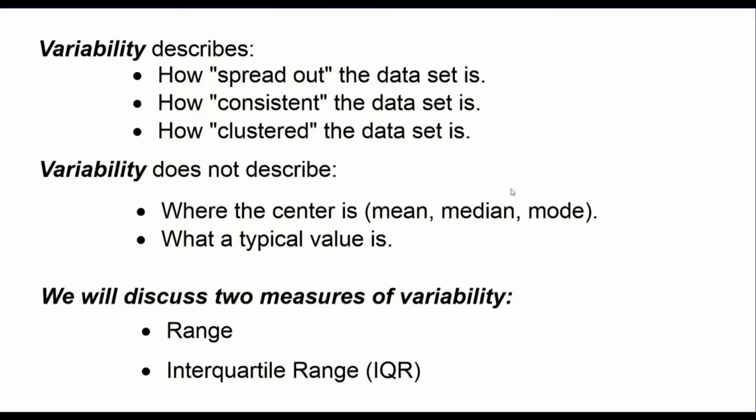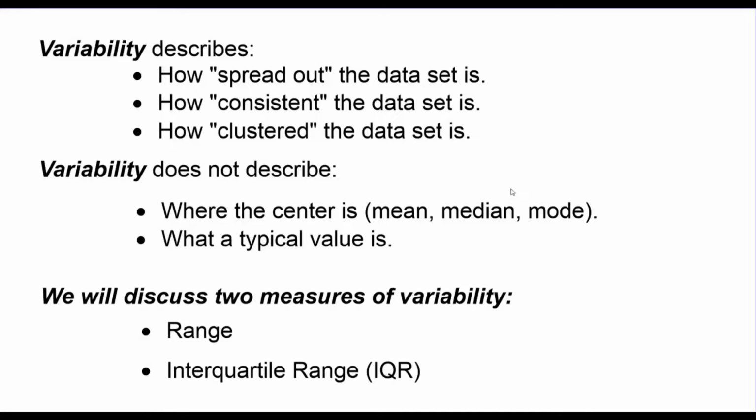So again, variability describes the following things: how spread out our data is, or how consistent the data is, or how clustered the data set is. Variability does not describe where the center is. That's what our mean, median, and mode are used for. It does not describe what a typical value is. It doesn't really tell us much about the values. It tells us more about how spread out our data set is.